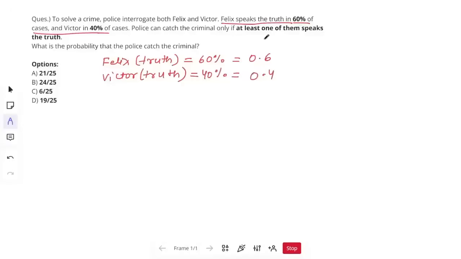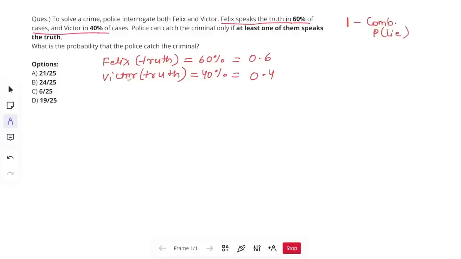Now, what we need to find, let's see. Police can catch the criminal only if at least one of them speaks the truth. So see, how to find out if one of them speaks the truth. What we can say is, out of total, if we subtract the combined probability of them speaking lie. Okay, combined probability of lie. When we solve, you will understand it better. So we are going to follow this one now.